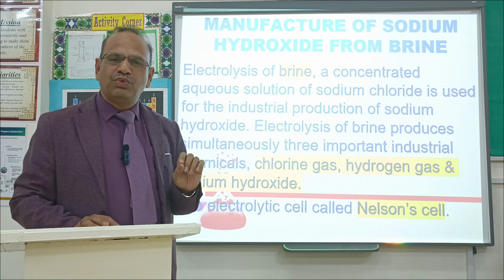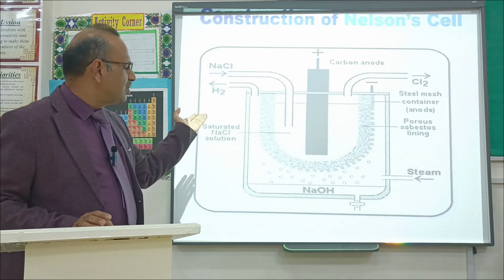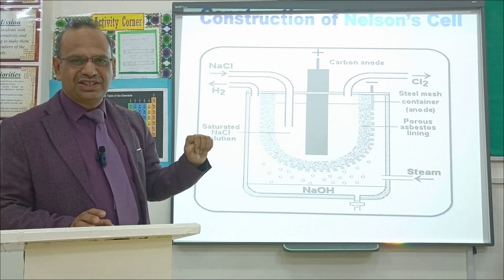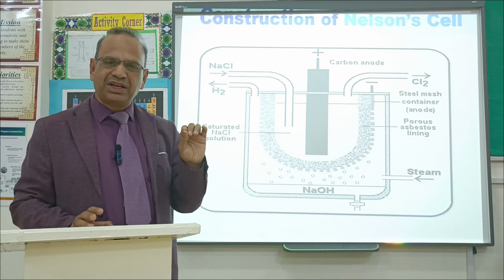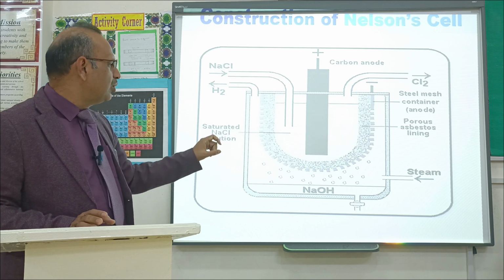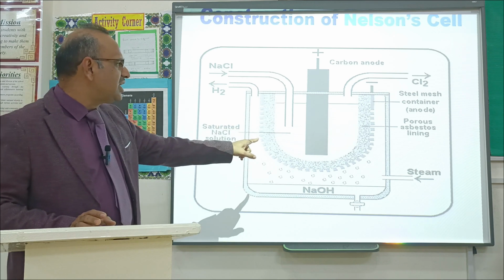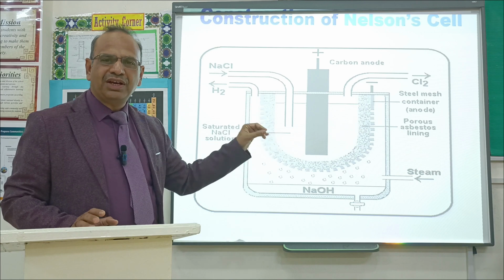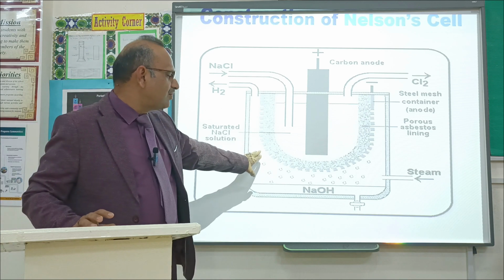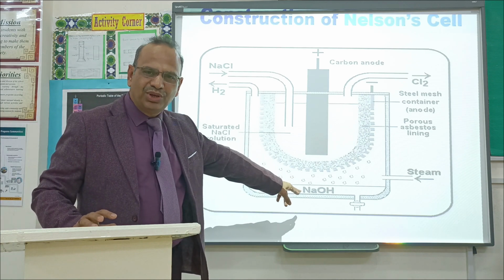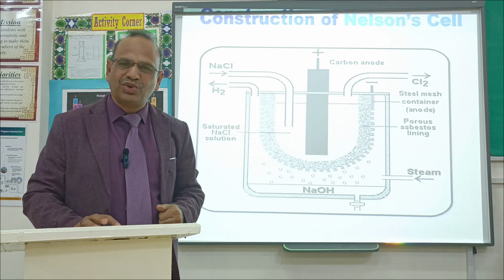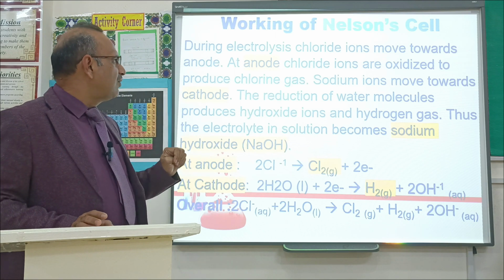For this purpose, we use a Nelson cell. First of all, you will mention the construction of the Nelson cell. Whenever you are writing the construction of a cell, you must draw and label the diagram. Look at this diagram. In this diagram, we use brine, a concentrated aqueous solution of sodium chloride. By the process of electrolysis, we get sodium hydroxide, chlorine gas, and hydrogen gas. Working of the Nelson cell.